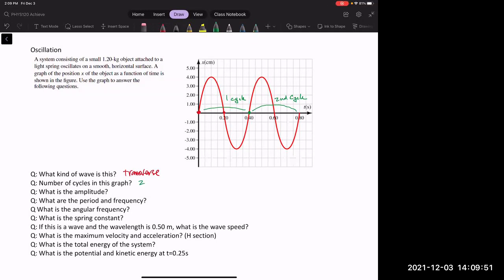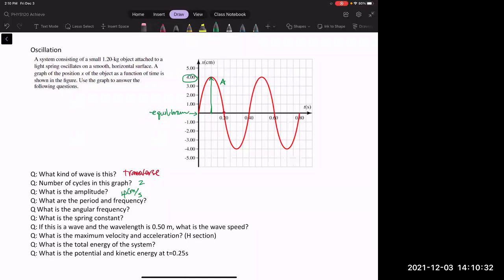What is the amplitude? How do we define amplitude? The amplitude is the highest point away from the equilibrium position. Our equilibrium position is here. Okay, the amplitude is from the equilibrium to the peak, which is this one here. The amplitude in this case is going to be 4. Wait, this is a centimeter. It's 4 centimeters.